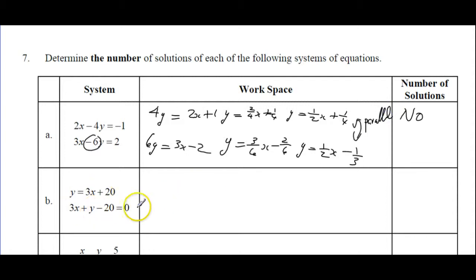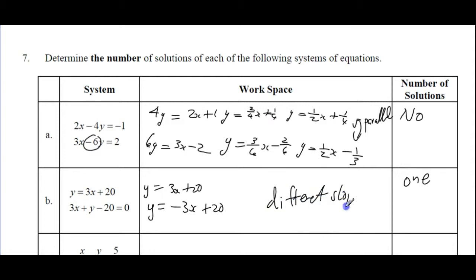Y equals 3x plus 20. This will be y equals negative 3x plus 20. This is 3x plus 20. These have one solution, right? Different slopes.